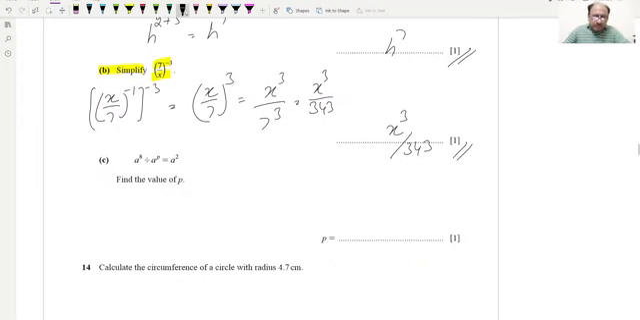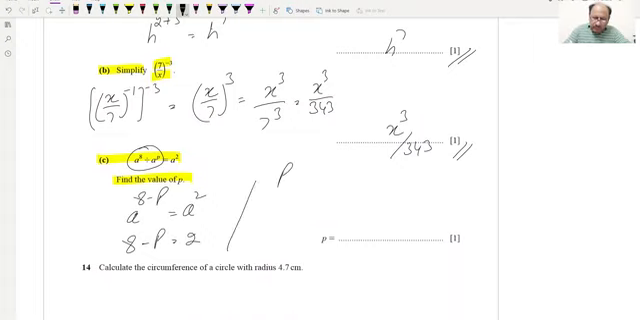Hopefully you understood this. Now the C part is this one: find the value of P. If it is a division, we can subtract the powers, so 8 minus P is equal to 2. The bases are the same, so we can leave the bases and compare the powers, so 8 minus P is equal to 2. This implies P is equal to 8 minus 2, which is equal to 6. So the P value will be 6. This is a 1 mark question which we have done.